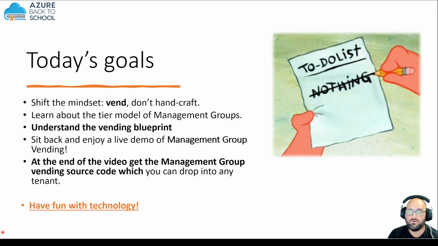So today's goals. First, let's change our mindset. Let's shift the mindset to vend and not handcraft. Next is learn about the tier model of management groups, and this is the underlying structure to allow for vending. When we understand the tiering model, which is not super complex anyway, we will try to understand the vending blueprint.